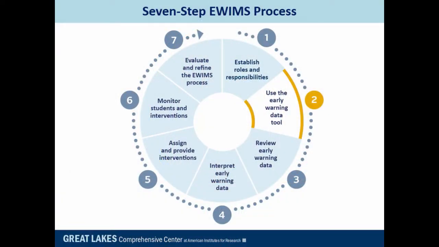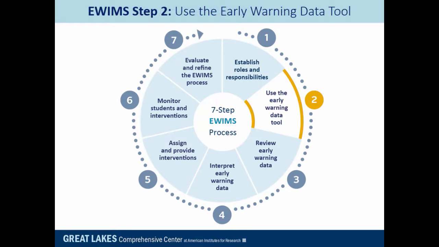EWIMS is a 7-step, data-driven decision-making process that helps educators identify, match, and monitor students who show signs of risk for dropping out of high school. In Step 2, EWIMS teams retrieve and review data reports from their Early Warning Data Tool of choice. The EWIMS process does not depend on the use of a specific tool. The process may be used with any data tool that displays attendance, behavior, and course performance data.